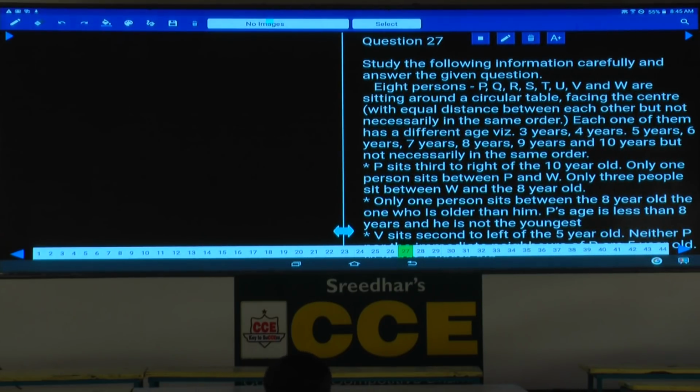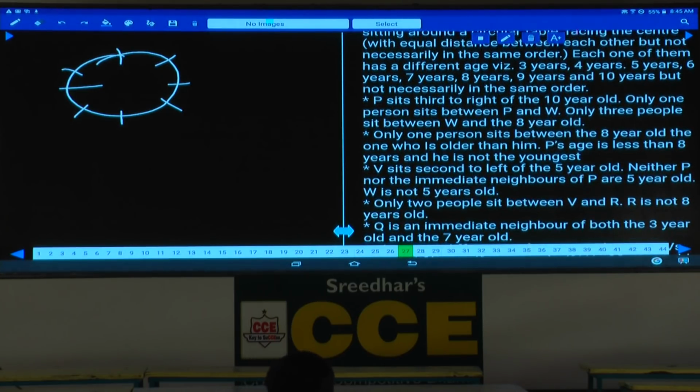Now as all these 8 persons are facing towards the center, what is the first information here? P sits to the right of the 10-year-old person, isn't it? Now P sits to the right of the boy who is 10-year-old. If this person is 10-year-old, P sits to the right. Only one person between P and W. As only one person is between P and W, how many possibilities do we have? 1, that is clockwise, and the second possibility is anti-clockwise. 1, 2, 3, 4, 5, 6, 7, 8.